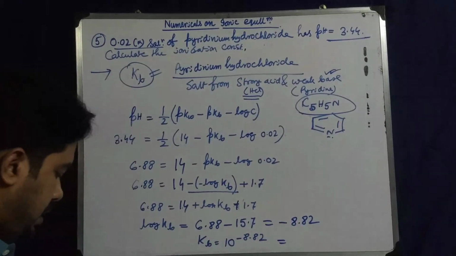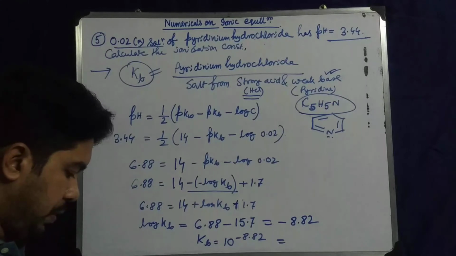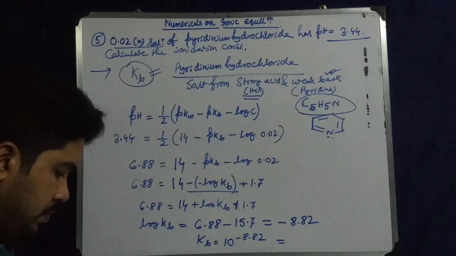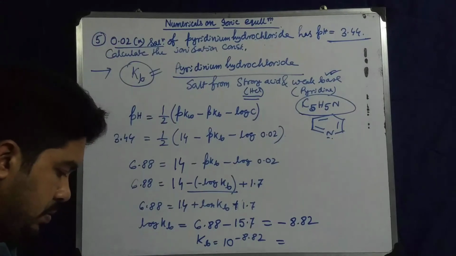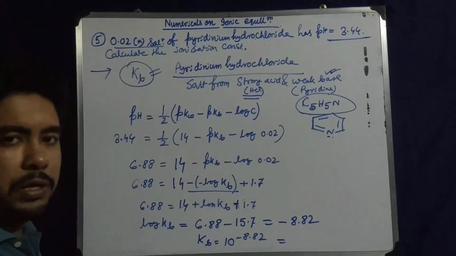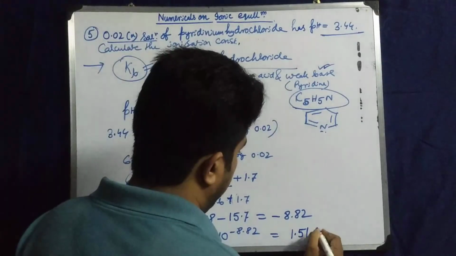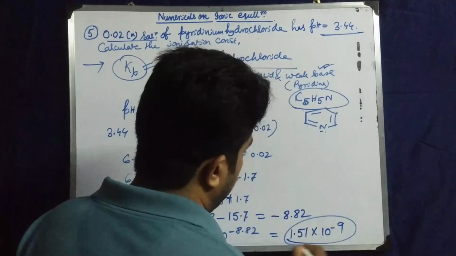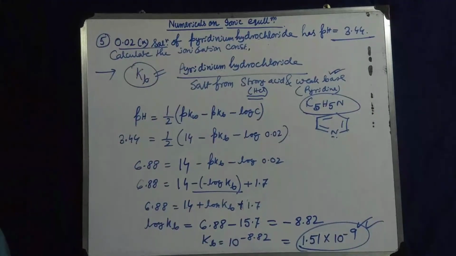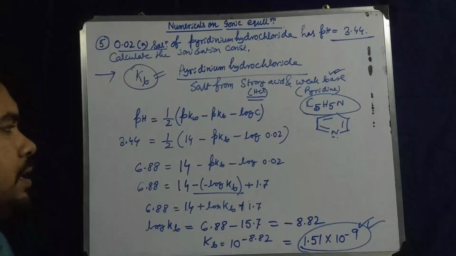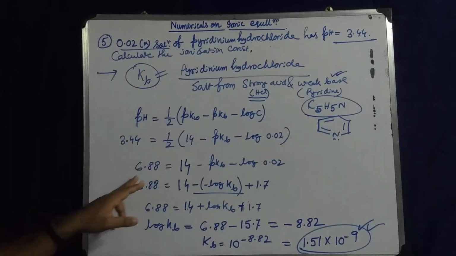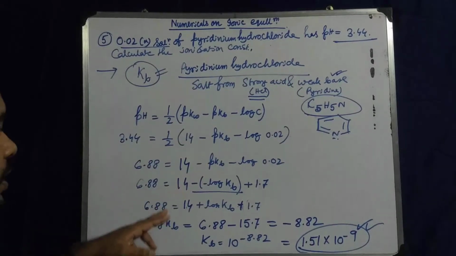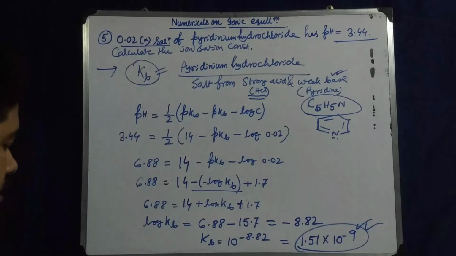In a simple form, 10 to the power minus 8.82 is 1.51 into 10 to the power minus 9. So that will be our answer for Kb. There's a little glitch, so please consider it. Sorry for that. We have already multiplied by 2 over there, but I mistakenly wrote 7 here. It is not 7, it actually remains 14. There's no problem about it.